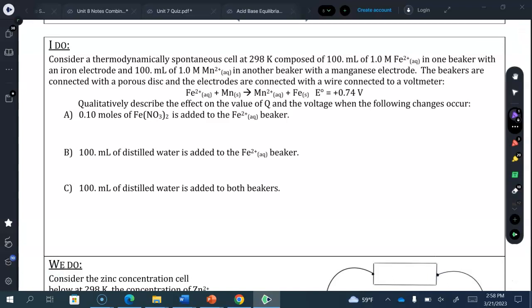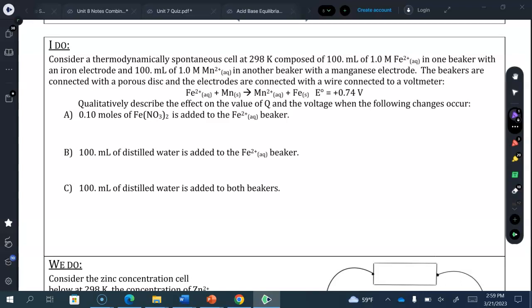Consider the thermodynamically spontaneous cell at 298 Kelvin composed of 100 milliliters of 1 molar iron ion in 1 beaker with an iron electrode and 100 milliliters of a 1 molar manganese ion with a manganese electrode. The beakers are connected with a porous disc, so it allows the ions to flow and thus connect the circuit. And they are connected with a wire connected to a voltmeter. And so then it gives us the expression.